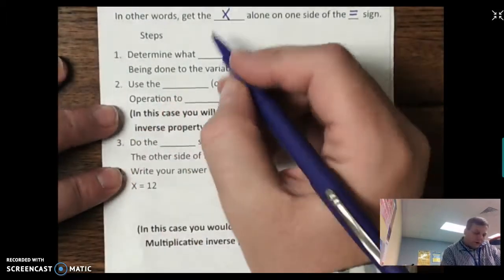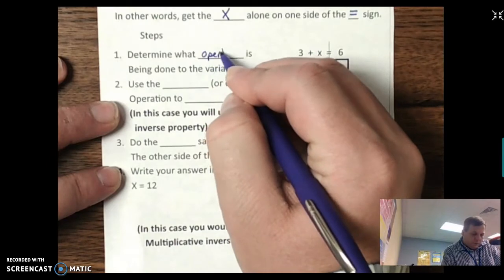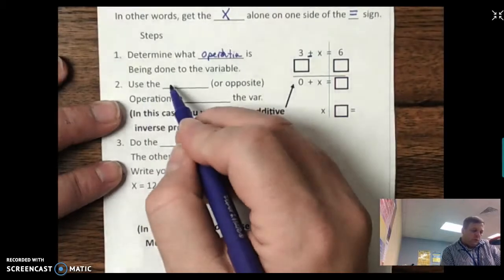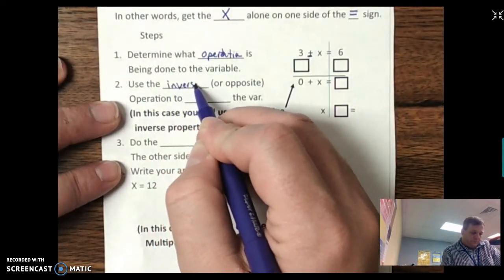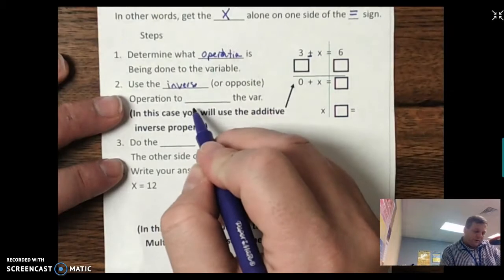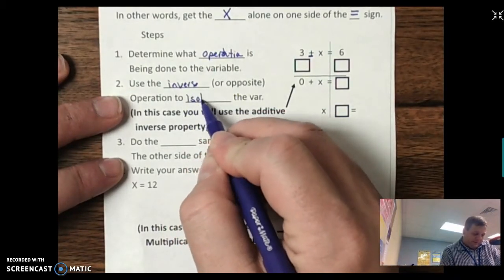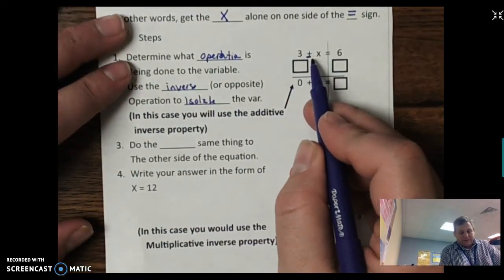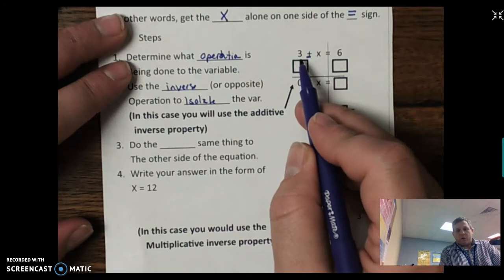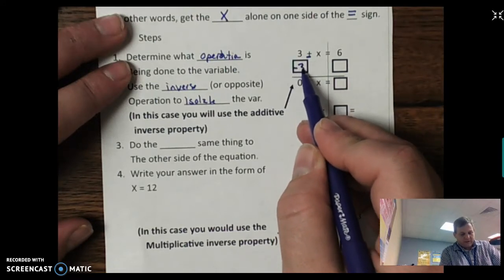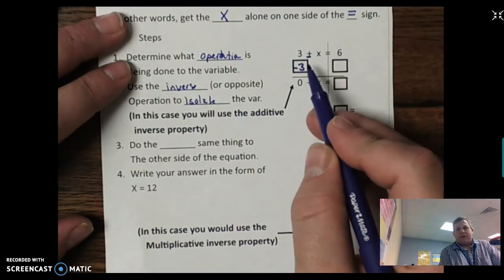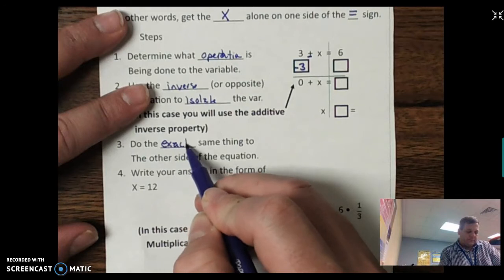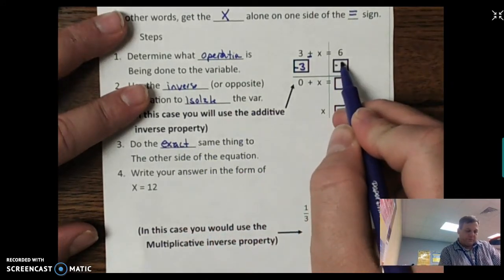First, you determine what operation is being done to the variable. We're adding. Use the inverse, or the opposite, operation to isolate. So in this case, we have a positive 3 and an x over here. We need to get rid of that positive 3, so we're going to add a negative 3. But now we've unbalanced, so we have to do the exact same thing to the other side. So we're going to subtract 3.